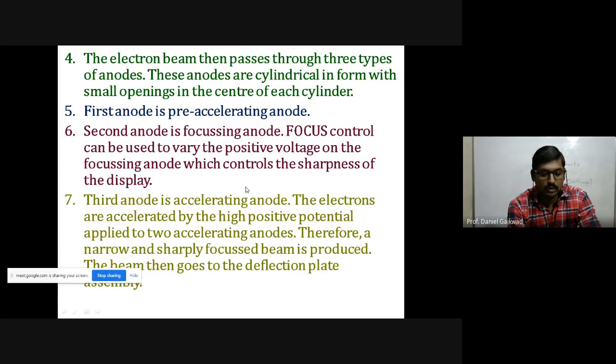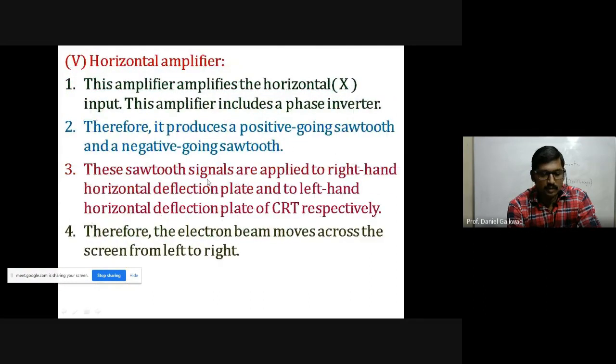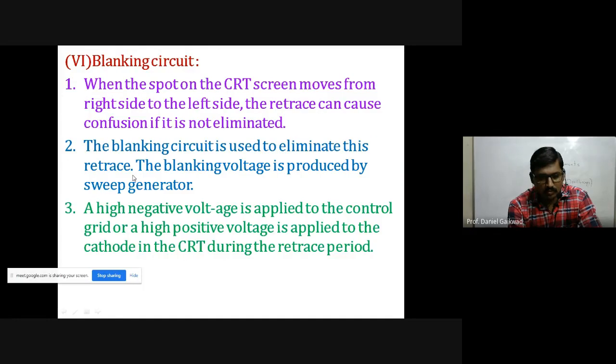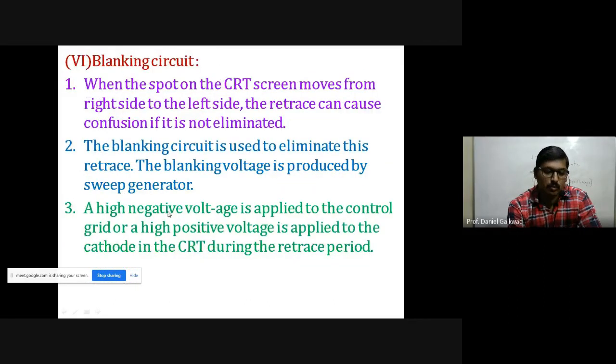So one by one we go through this topic, and we have a number of points that can be understood with the help of diagrams. Check carefully. The third point: a high negative voltage is applied to the control grid, or a high positive voltage is applied to the cathode. If we give a high positive voltage to the cathode also, it is the same thing: no electron will be produced in the CRT during the retrace period. So that is the understanding of the blanking circuit. These three points are very important to understand the role of the blanking circuit.